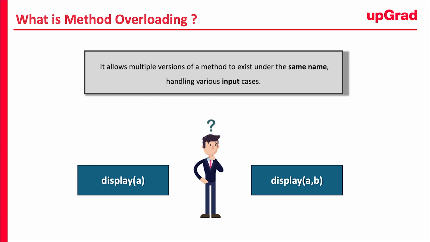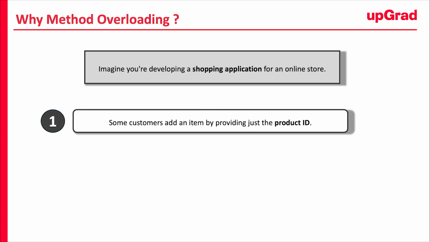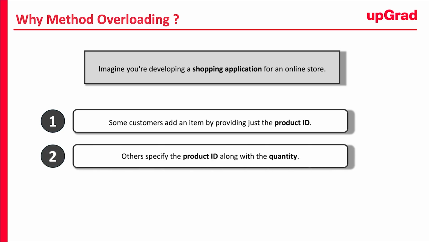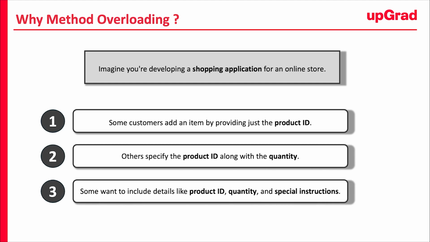But before that, we need to understand why method overloading. To understand this, imagine you are developing a shopping application for an online store where customers can add items to their shopping cart in different ways. Some customers add an item by providing just the product ID. Others specify the product ID along with the quantity. And some might even want to include details like product ID, quantity, and special instructions like color or size.